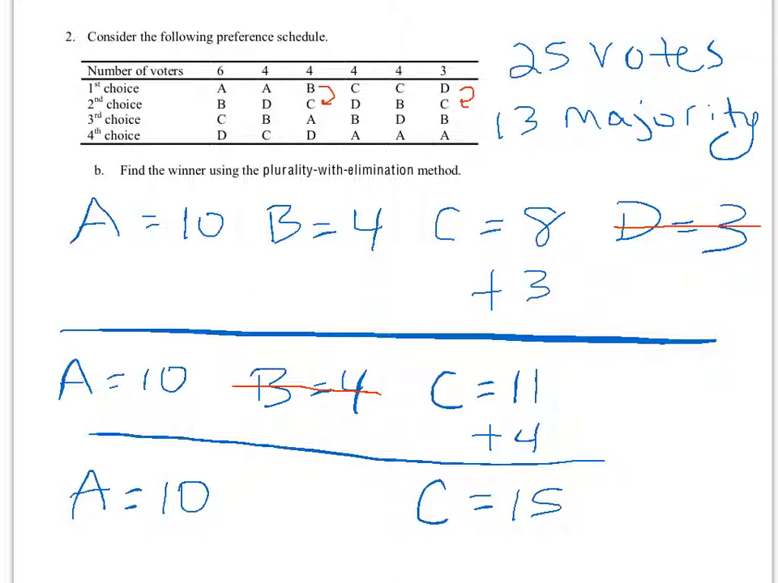Now C has a majority, more than half the votes, so C is the winner of this election.